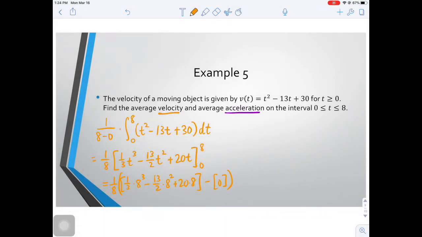I am going to turn to my calculator now. So 8 cubed divided by 3 minus... and we end up with an answer that is negative 32 over 3. That's the average velocity. That's the average value of this velocity function.